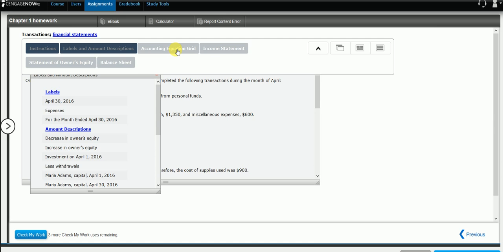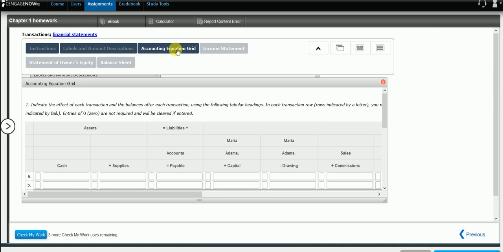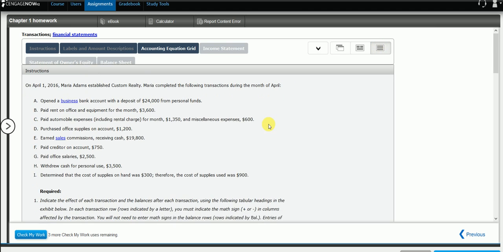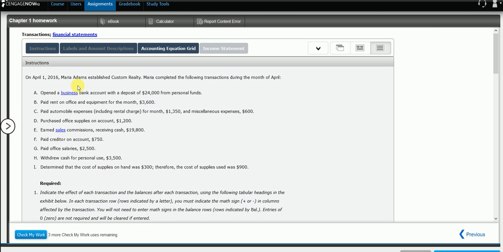And now we can go ahead and load up the accounting equation grid. And I'm going to stack all these windows on top of each other using this icon right here. Alright, so I click right there. Alright, so our instructions say, April 1, 2016, Maria Adams established Custom Realty. Maria completed the following transactions during the month of April. Alright, so transaction A, we opened a business bank account with a deposit of $24,000 from her personal funds. Alright, so we need to record transaction A just like we did in the demonstration video.